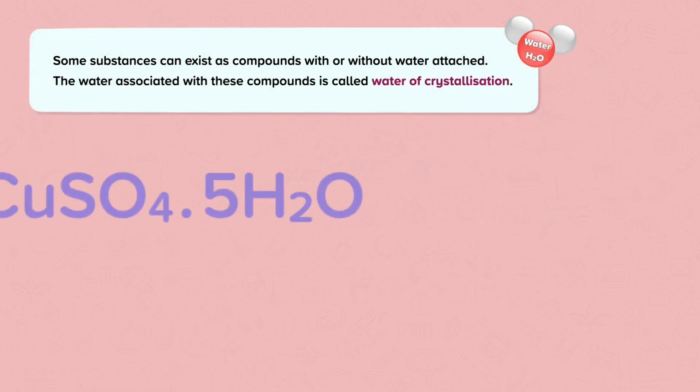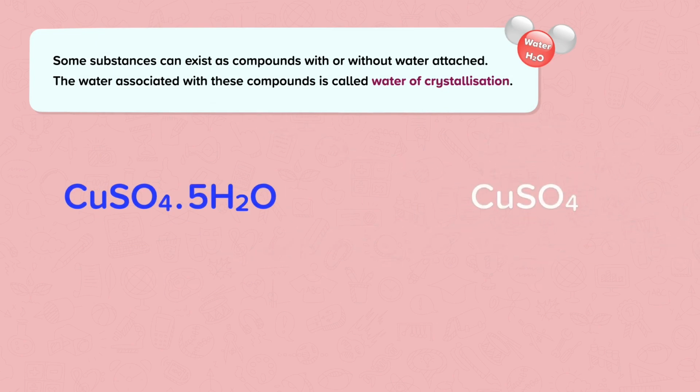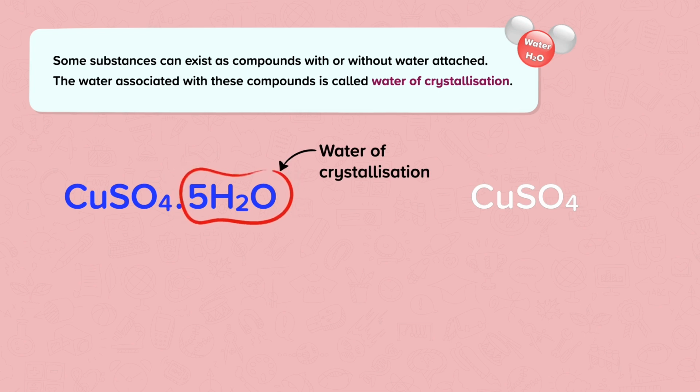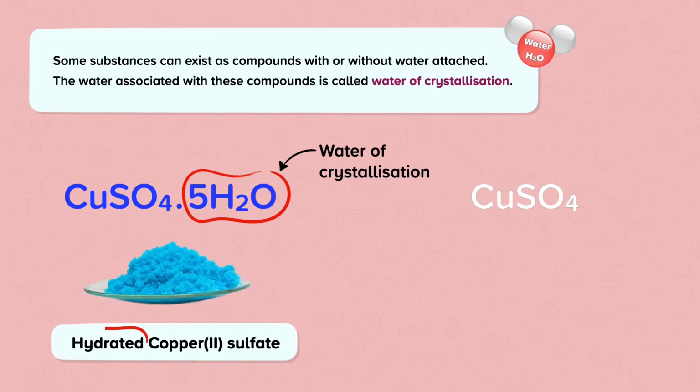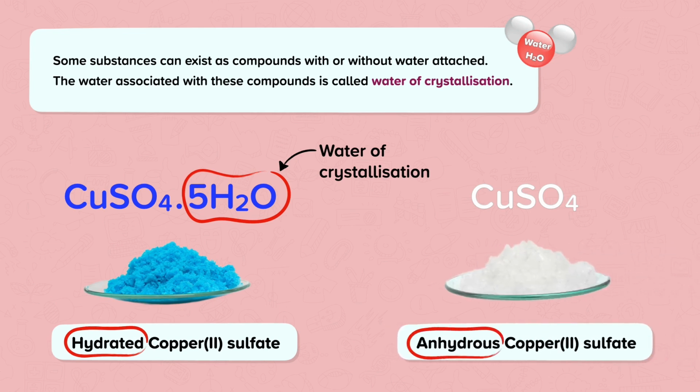Some substances can exist as compounds with or without water attached. The water associated with these compounds is called water of crystallization. We can see this in the dot formula here, where 5 water molecules are attached to the copper sulfate. Substances with water of crystallization are referred to as hydrated, whereas those without are called anhydrous, which means without water.